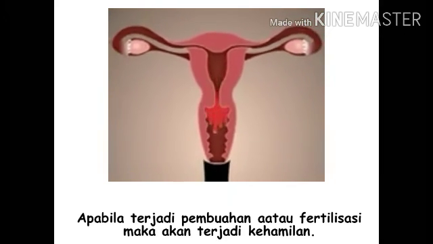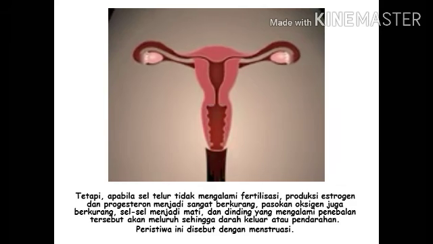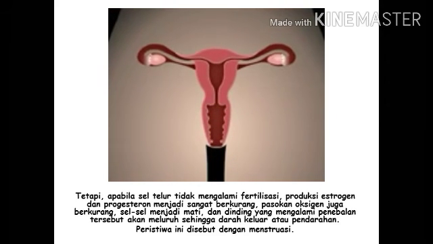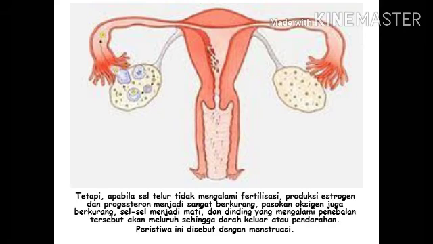But if the ovum is not fertilized, the production of estrogen and progesterone is reduced, the supply of oxygen is also reduced, the cells die, and the thickened wall sheds. So blood leaks out, or bleeding. This event is called menstruation.